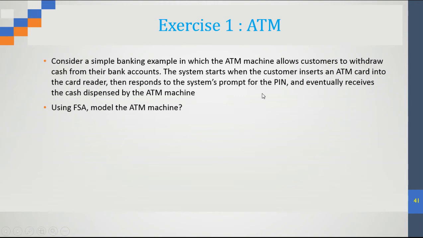When the customer inserts the ATM card into the card reader, the system prompts for the PIN. So we should also consider the PIN and validate the PIN. So in this case, how can we use a finite state machine for modeling this ATM machine?